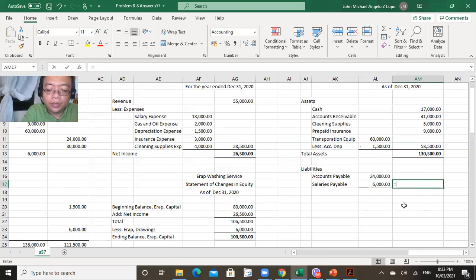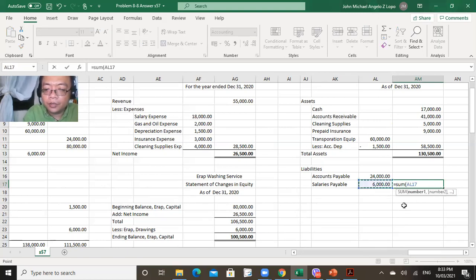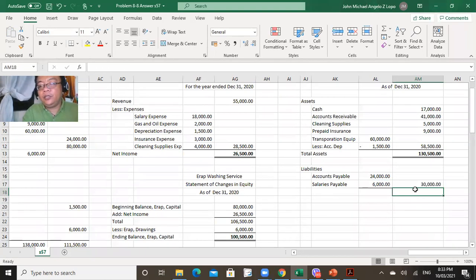So your payable now is at 30,000. So this is now your liabilities. All right, next is all about your owner's equity.